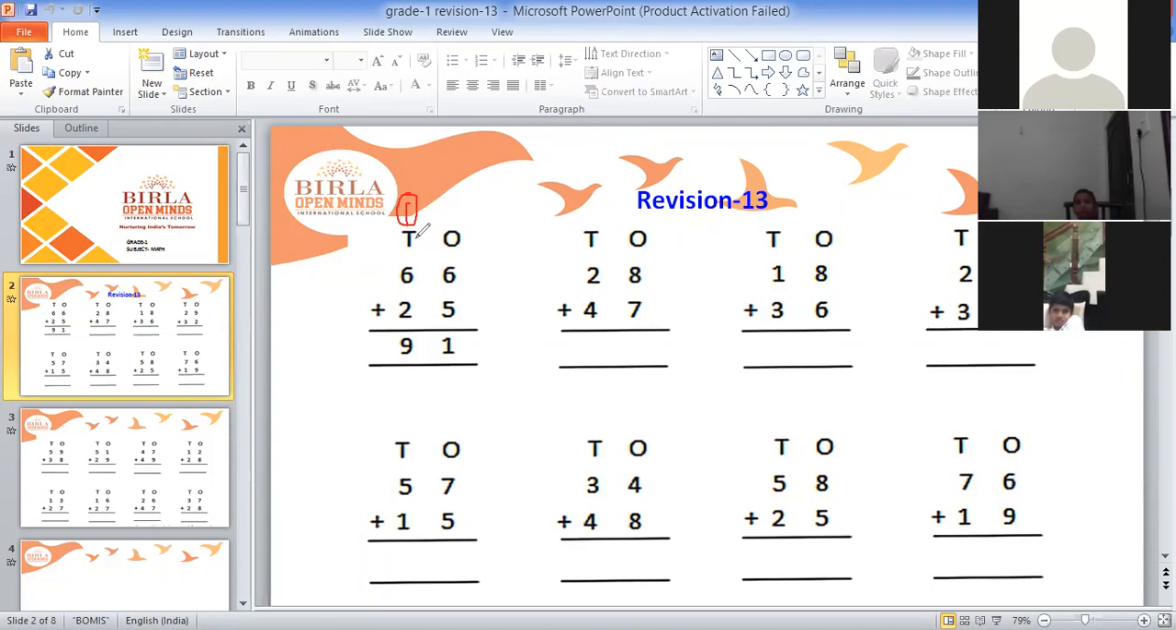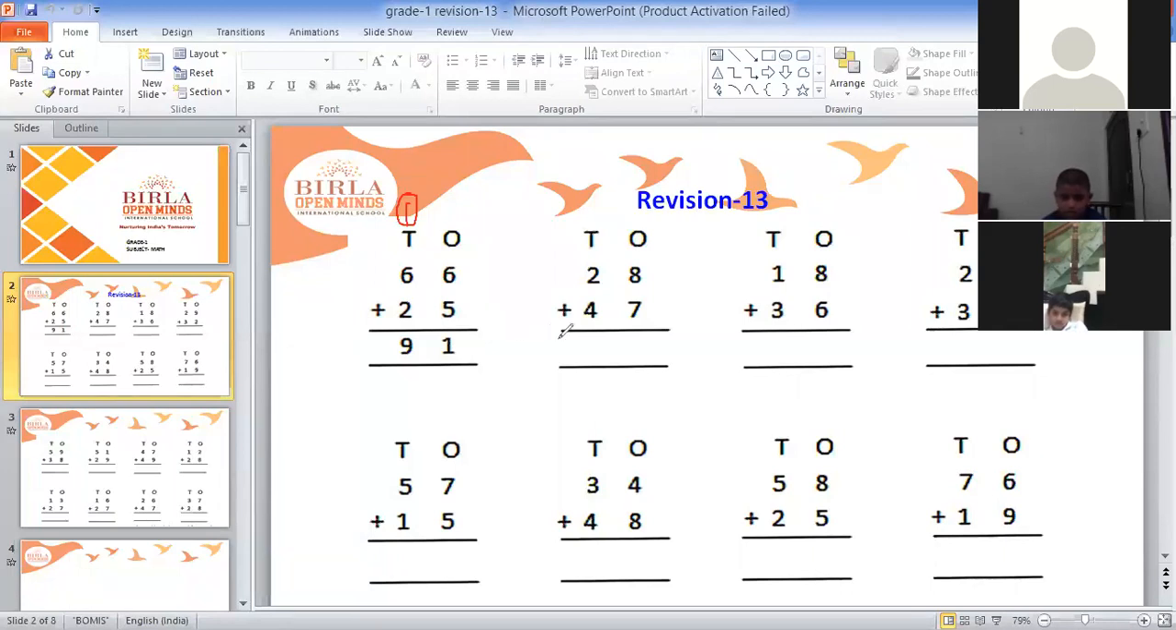Now we will add the numbers in tens place. See here, children. Now there are three numbers in tens place: 6, 2, and this one which we wrote as carry over, right? So now we have to add these three numbers. First we will add this 6 and 2. So children, 6 plus 2 is equal to 8 and 8 plus 1 equals 9. So the answer is 91. Answer is 91. Okay.